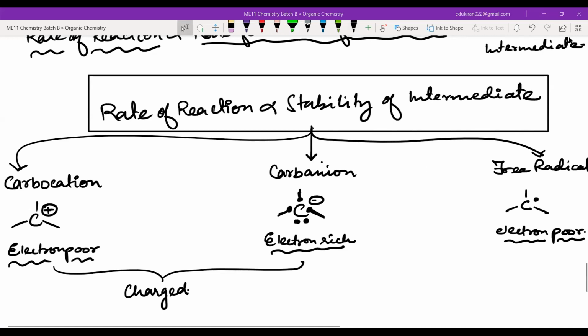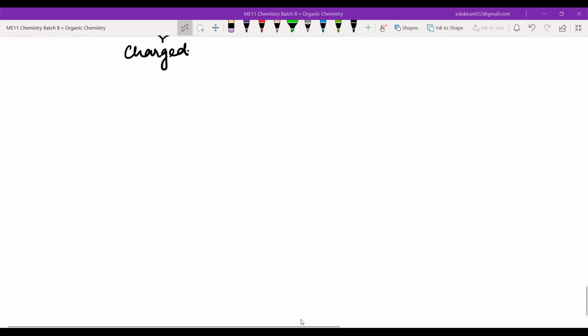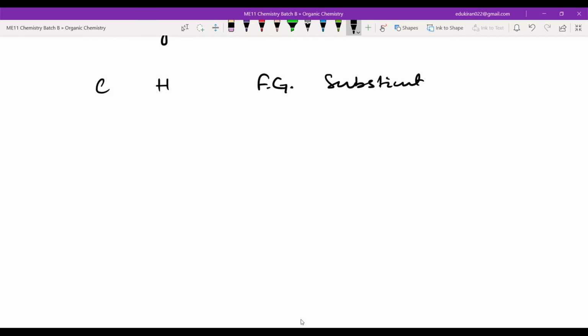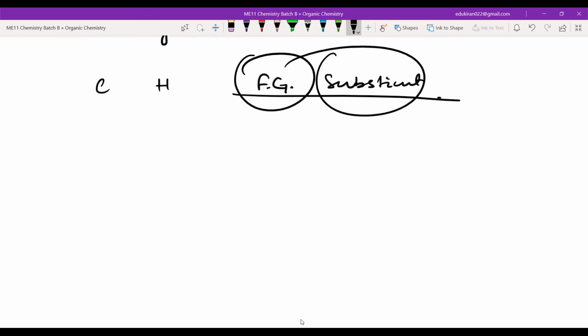Done, sir. Okay. Next, we have seen IUPAC nomenclature. You have seen that organic molecules are made up of carbon and hydrogen. There are functional groups, and then there are substituents. Now, how do these functional groups and substituents affect the intermediates that we have been looking at?